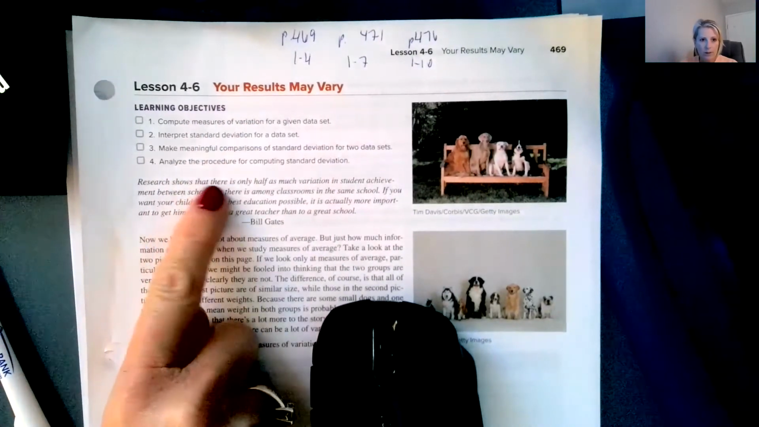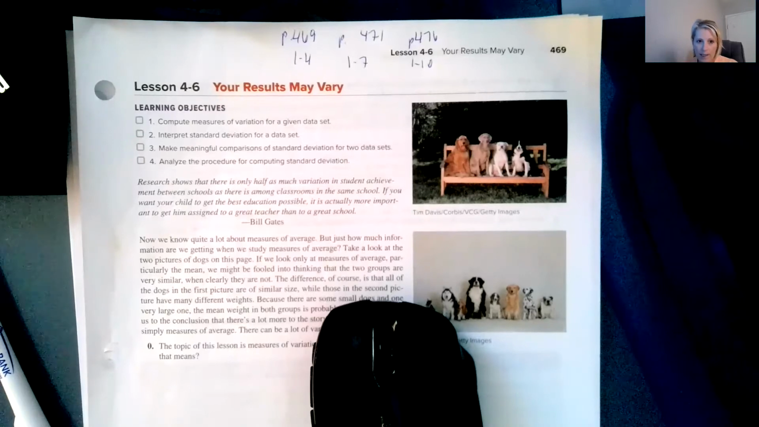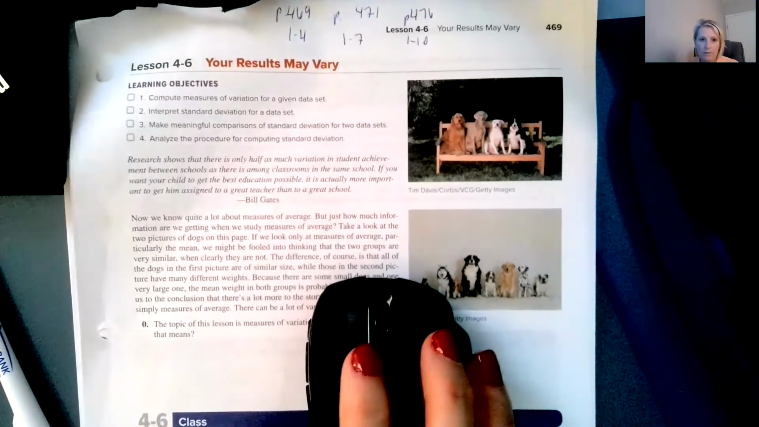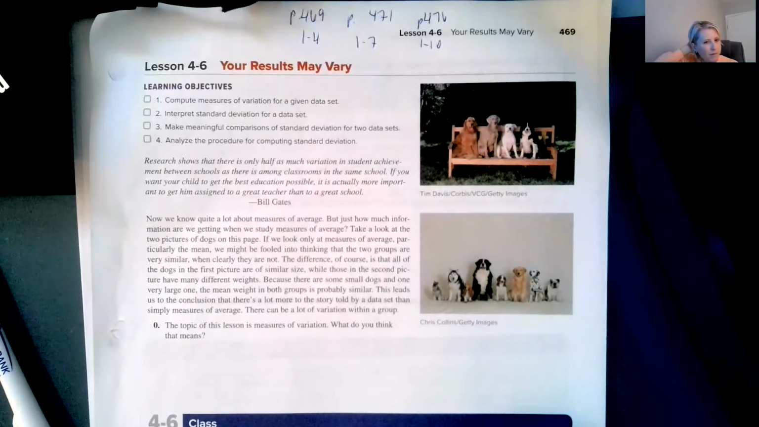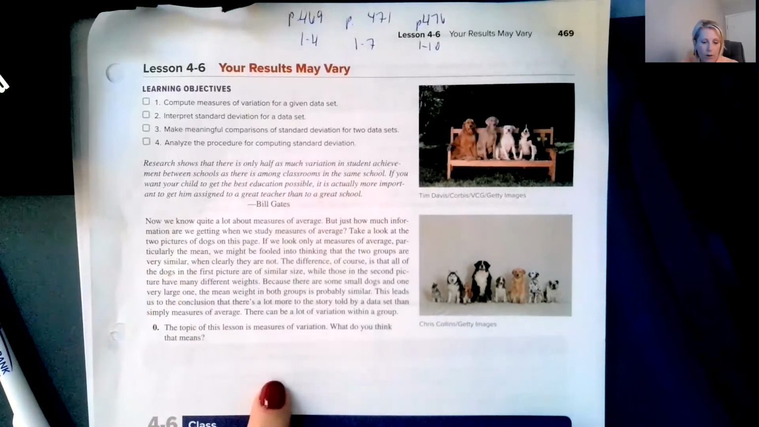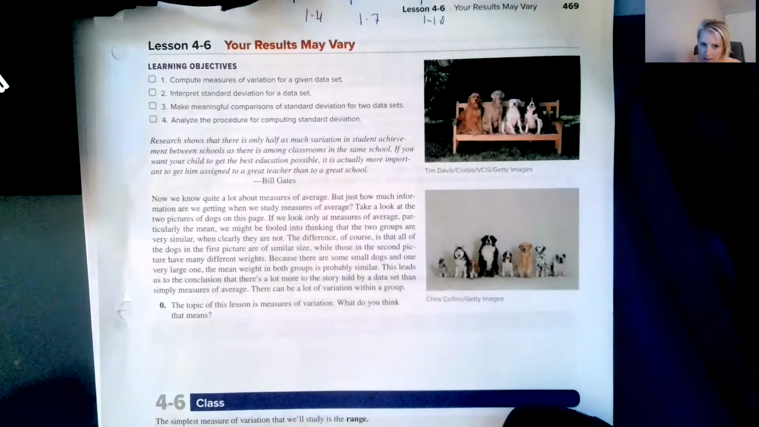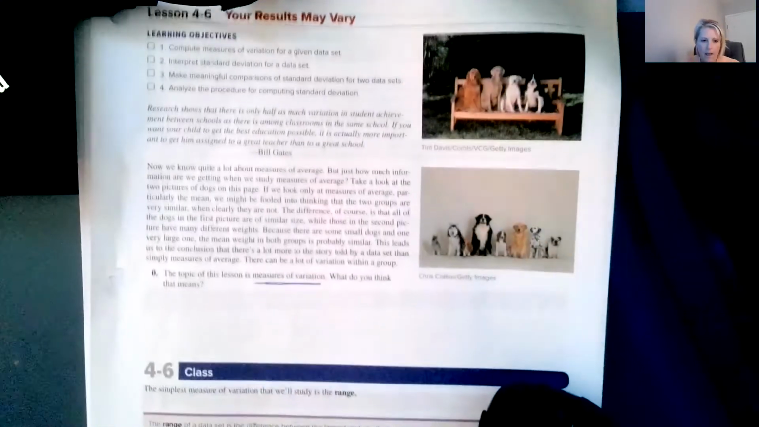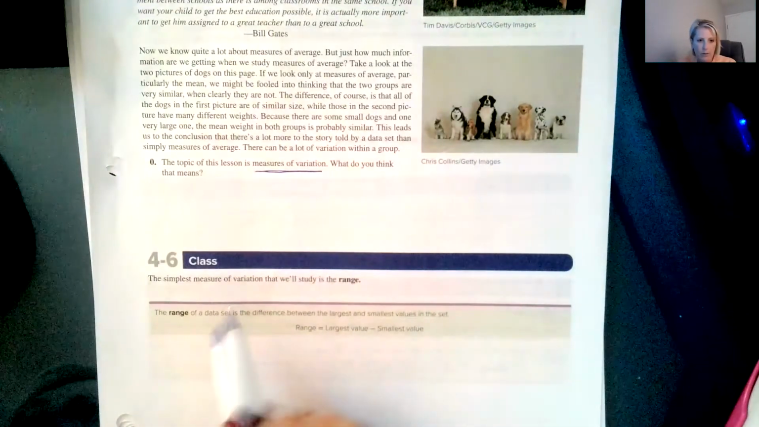The quote says, research shows that there's only half as much variation in student achievement between schools as there is among classrooms in the same school. If you want your child to get the best education possible, it is actually more important to get him assigned to a great teacher than to a great school. So what we're going to do is learn about measures of variation today.